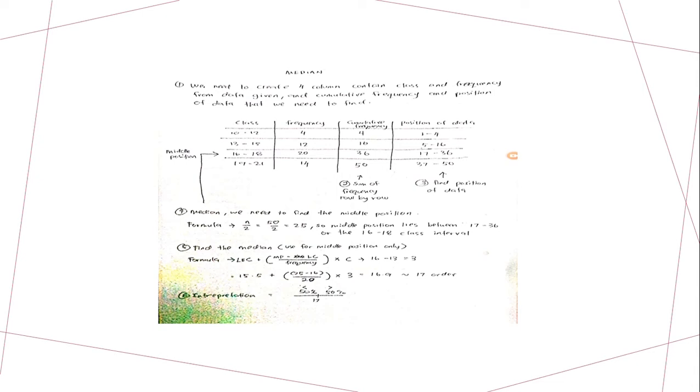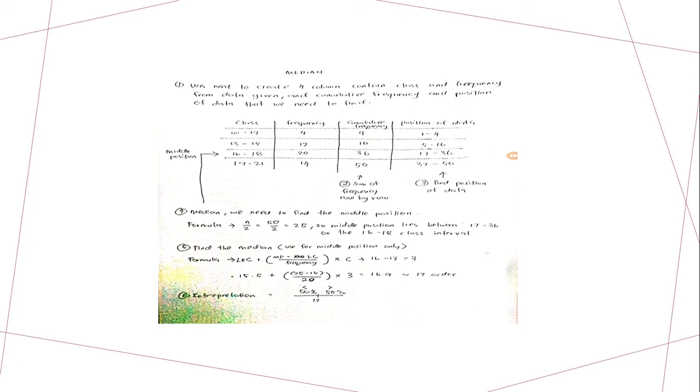Then after that we input the data, and we count it, and we get 16.9. So we round it off, and we get 17 order.